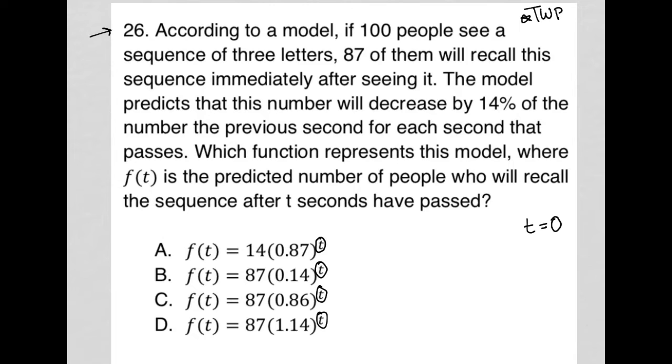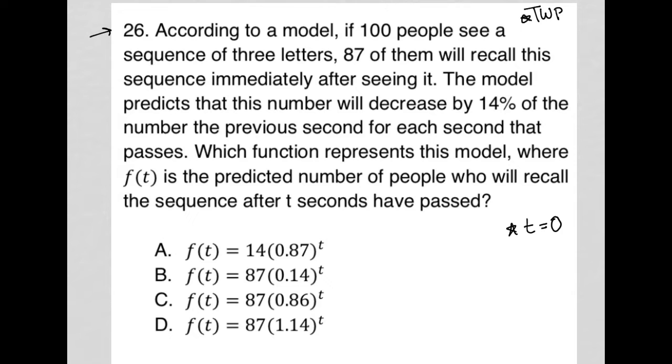So let's get started. The question says, according to a model, if 100 people see a sequence of 3 letters, 87 of them will recall this sequence immediately after seeing it. Okay, I think I'm getting a sense of what t equals 0 is. So t is probably time, but let's figure this out. The next sentence: the model predicts that this number will decrease by 14% of the number the previous second for each second that passes. Which function represents this model, where f of t is a predicted number of people who will recall the sequence after t seconds have passed?